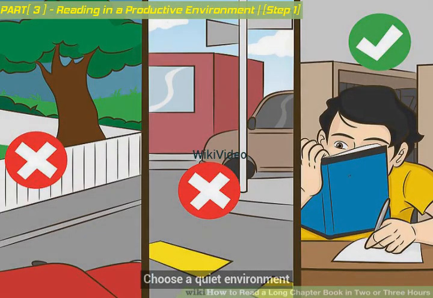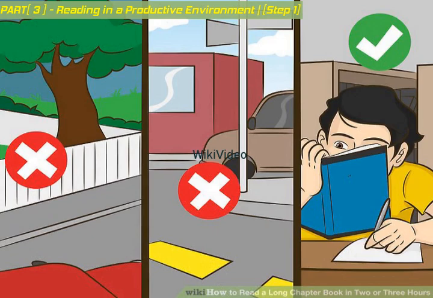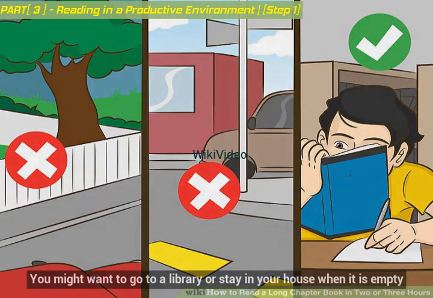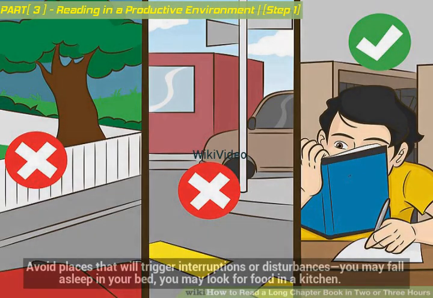Choose a quiet environment. You will want to read in a quiet place with no distractions, not a convivial area where you might begin a conversation or get distracted by conversations around you. You might want to go to a library or stay in your house when it is empty. Avoid places that will trigger interruptions or disturbances. You may fall asleep in your bed, you may look for food in a kitchen.